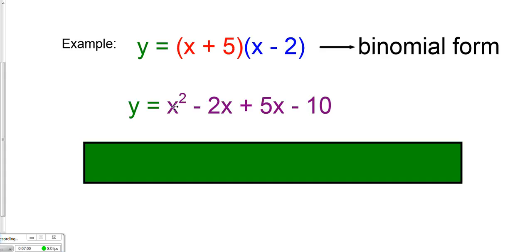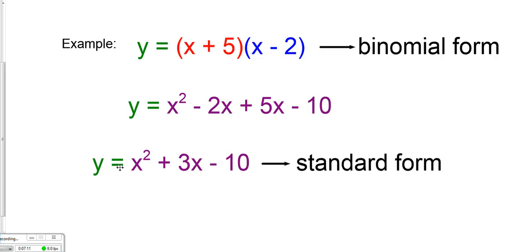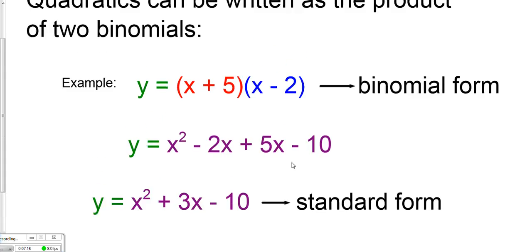X times x is x squared. X times negative 2, negative 2x. 5 times x is 5x. 5 times negative 2 is negative 10. We would combine these two and say that y equals x squared plus 3x minus 10. Notice, this is a standard form, ax squared plus bx plus c.